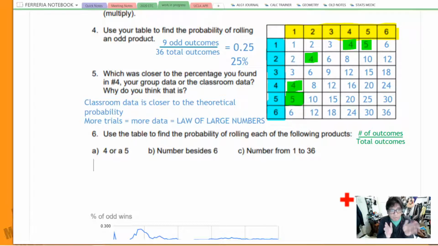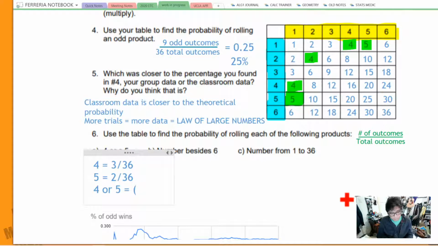So how many different ways were there to get a 4? To get a 4, that was 3 out of 36. How many different ways were there of getting a 5? That was only 2 out of 36. How many ways were there to get a 4 or a 5? That's equal to 3 plus 2 out of 36, which is 0.13.